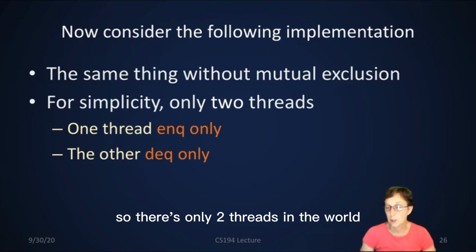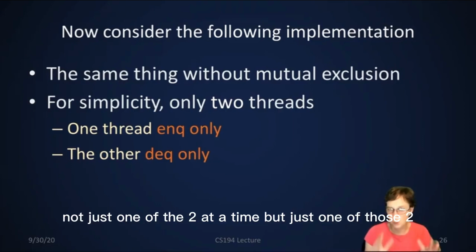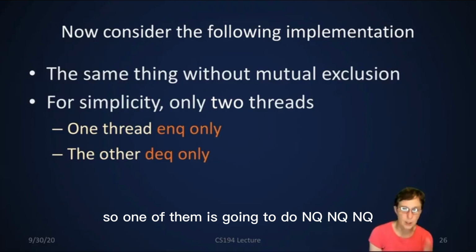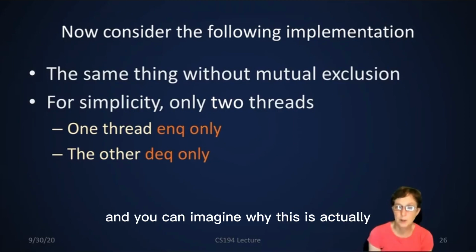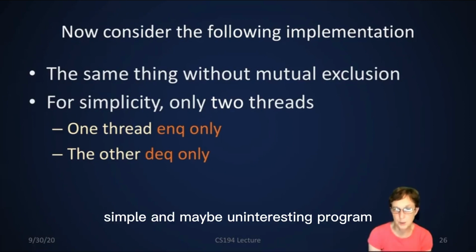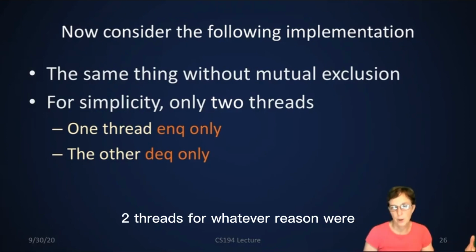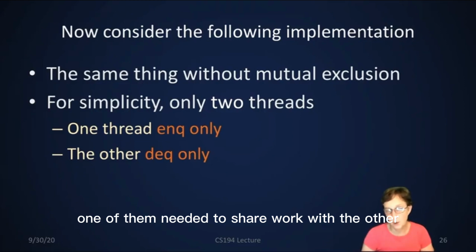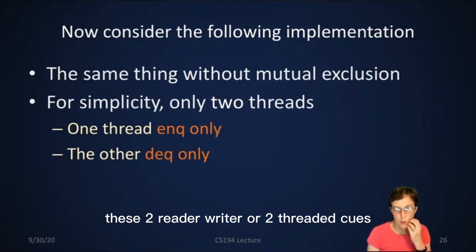So there's only two threads in the world, and those two threads are going to only access one of the two methods. Not just one of the two at a time, but just one of those two. So one of them is going to do NQ, NQ, NQ, and the other is going to do DQ, DQ, DQ. And you can imagine why this, although it seems like kind of a simple and maybe uninteresting program, actually could be useful if you had two threads where one of them needed to share work with the other, but they weren't sharing it more broadly. You could build one of these two reader writer or two threaded queues.